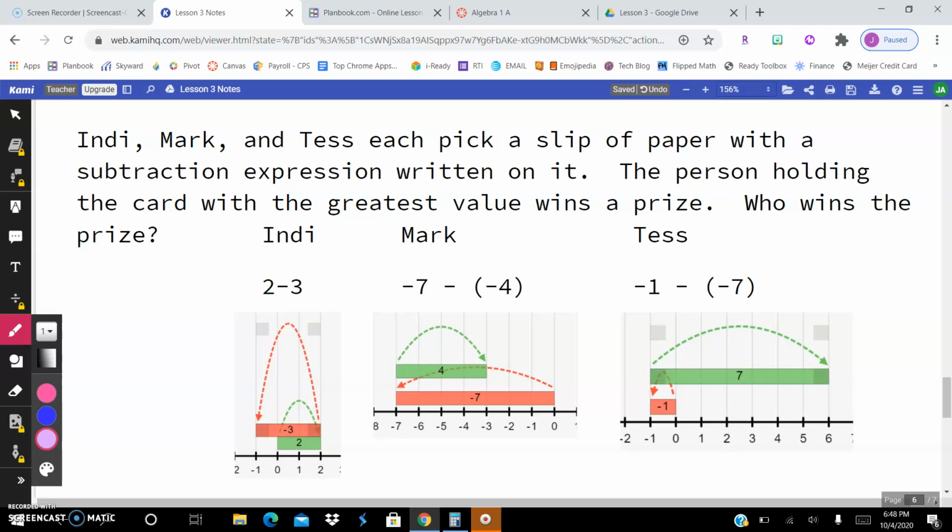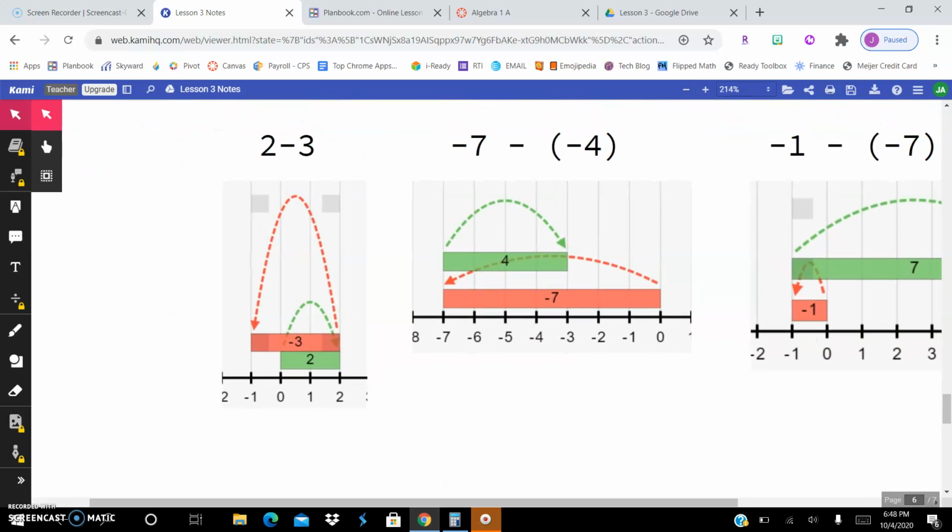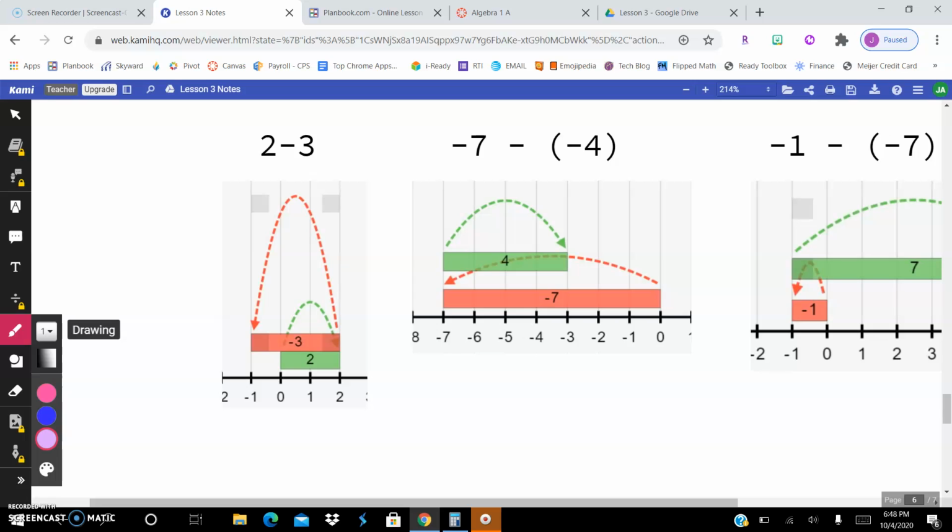So we have Indy had 2 minus 3, Mark had -7 minus a -4, and Tess had -1 minus a -7. So I added diagrams to help show the relationships here. We started at 2, so that's the green bar. We have 2, and then we have to minus 3. If I minus 3, I have to go backwards 3, and we end up at -1.